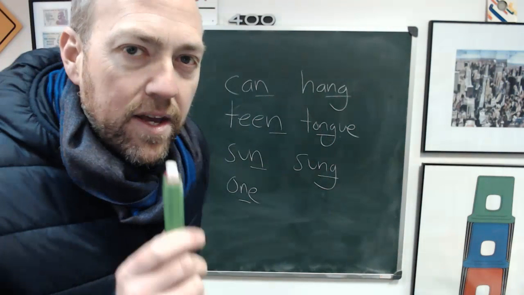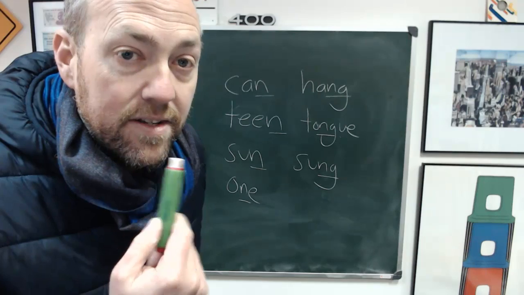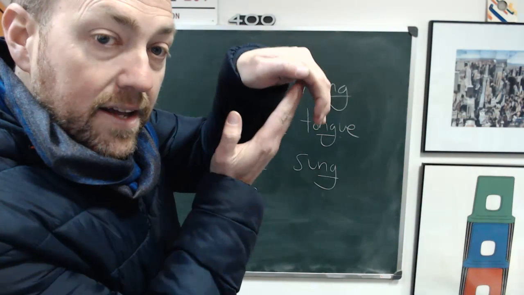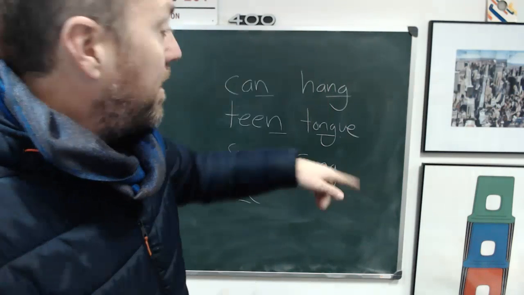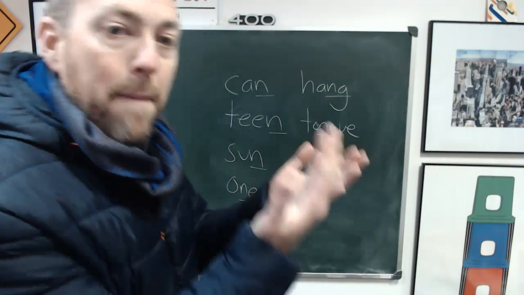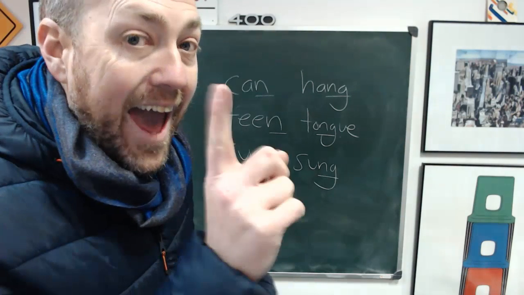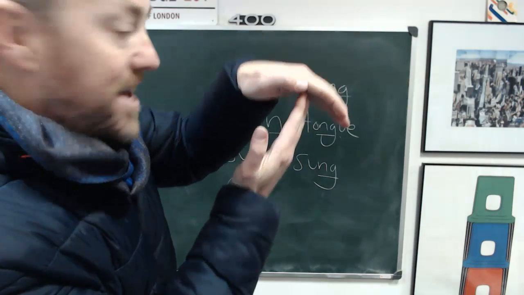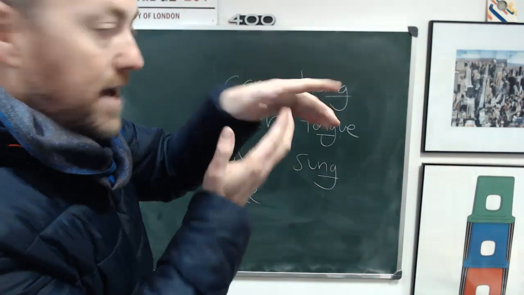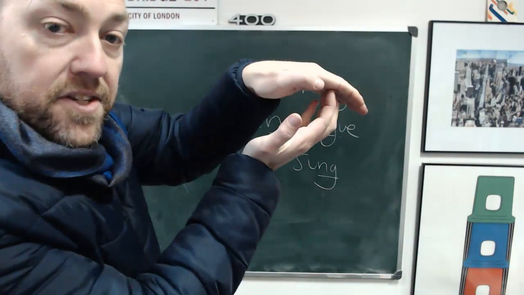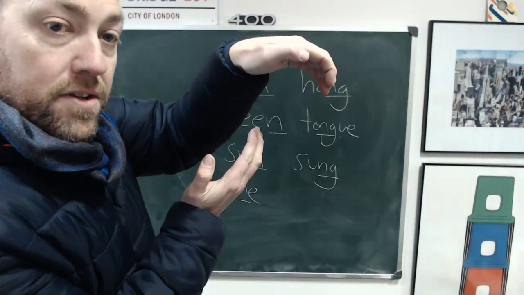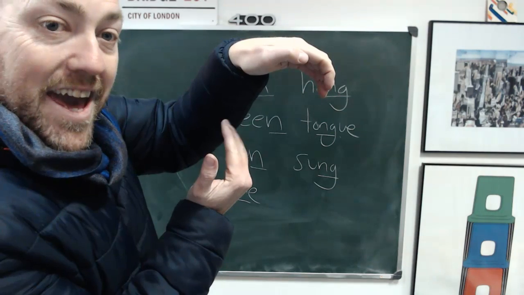So what is the difference between an N and an NG? The first thing is tongue position. With can, here's the teeth. My tongue is here, at the top, at the back. But with this, the tongue is back, and there's no contact. The tongue is back, back of the mouth and no contact, it's in the air.